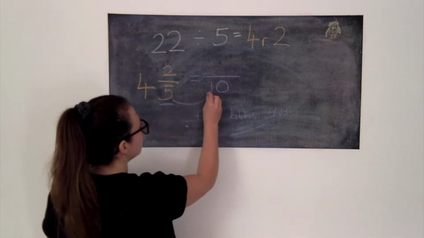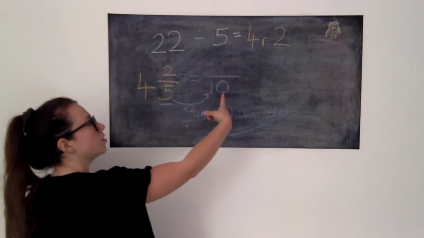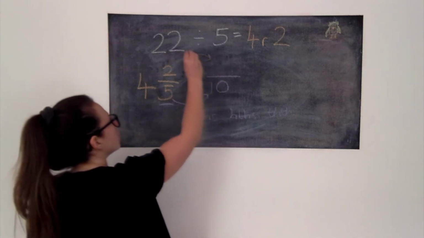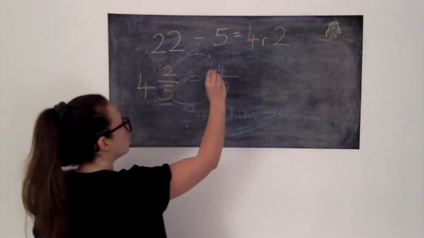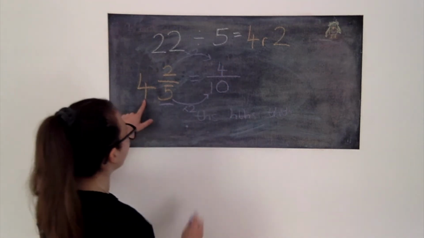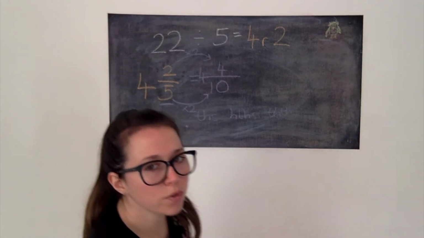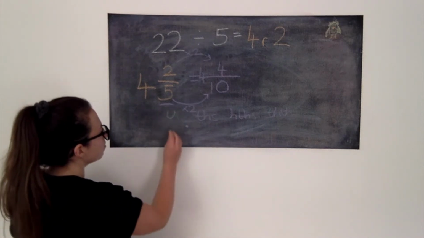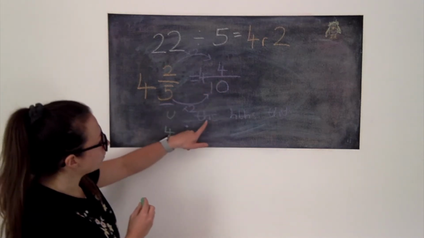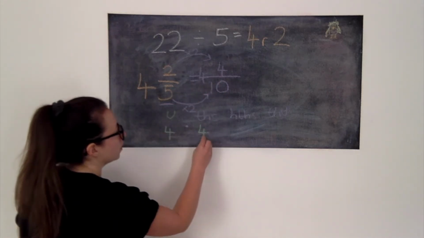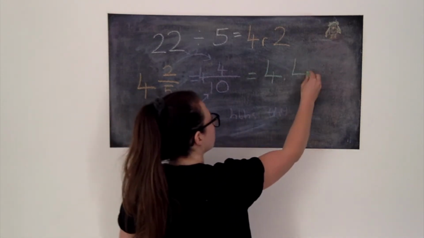So let's think, from 5 to 10, I times that by 2. Whatever I do to the denominator, I must do the same to the numerator, so I times that by 2. 2 times 2 gives me 4. Now I've got, not forgetting our whole, 4 wholes and 4 tenths. So if I was to write that down in my place value grid, in my units column I've got 4 whole groups, and then 4 tenths, the 4 goes in my tenths column, so my answer would be 4.4.